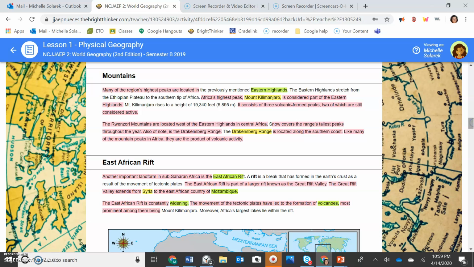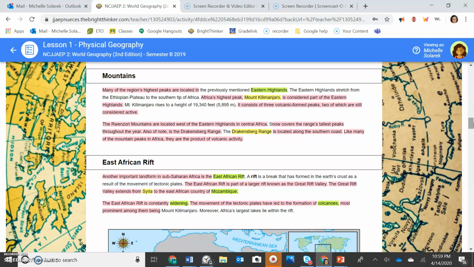Okay, so now let's take a look at mountains. Many of the region's highest peaks are located in eastern highlands. Where are the peaks? Eastern highlands. So your peaks are in your mountain areas. Africa's highest peak is Mount Kilimanjaro. It is considered part of the eastern highlands. It consists of 3 volcanic formed peaks, 2 of which are still active. So if you even could climb to the highest peak, you might see an active volcano, or you would see it. Your eyes might catch it.